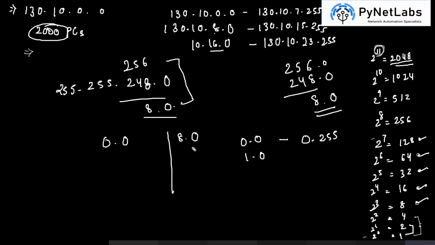The IP before 8.0 will be 7.255. So after 7.255, you get 8.0. Then this will go till 15.255, and after that we have 16.0.